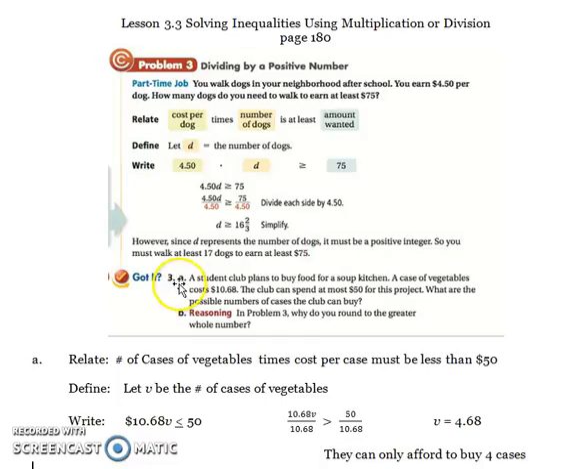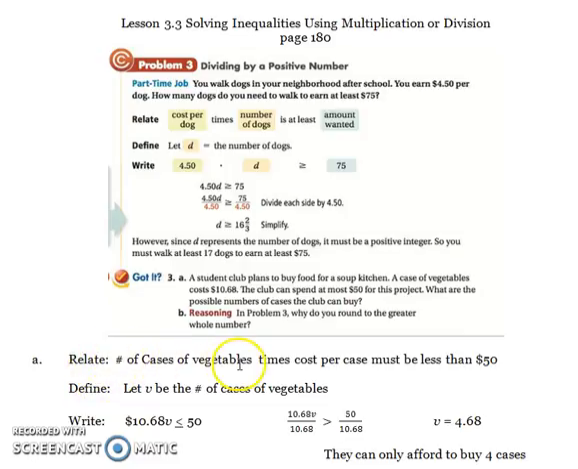Okay, so, got it. Part A, the student club plans to buy food for a soup kitchen. Okay, so vegetables cost $10.68. They can spend at most $50. At most means anything up to. They can't go over $50. Okay, so what are the possible numbers of cases?